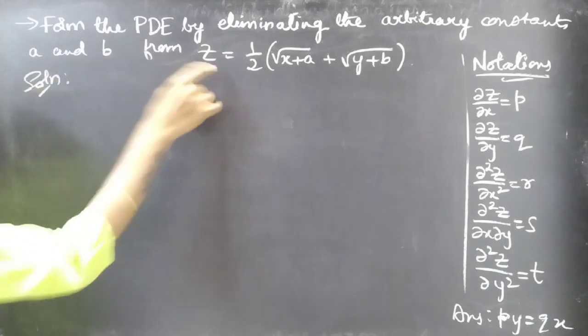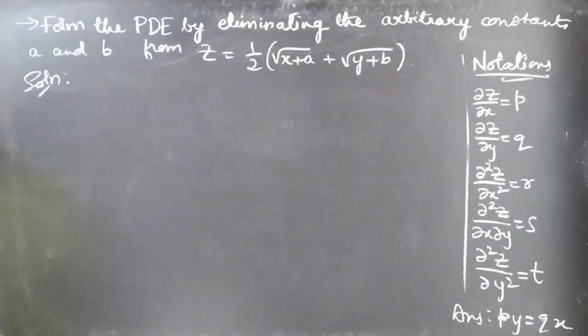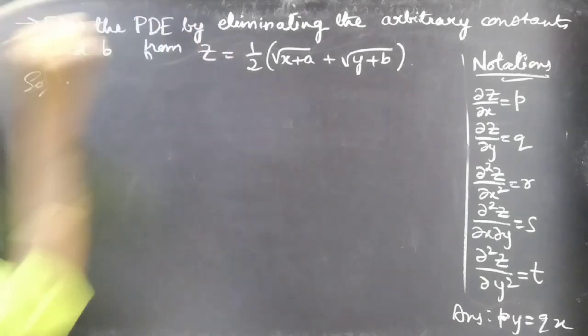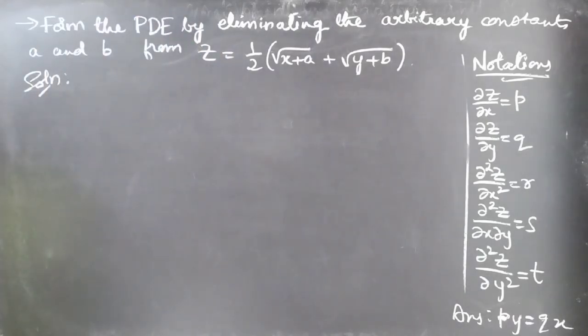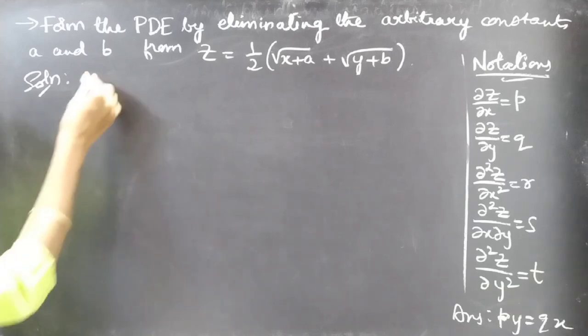We are given an equation which involves arbitrary constants, and by eliminating the arbitrary constants from z equal to 1 by 2 into square root of x plus a plus square root of y plus b, we are asked to form a partial differential equation. So let's see that.